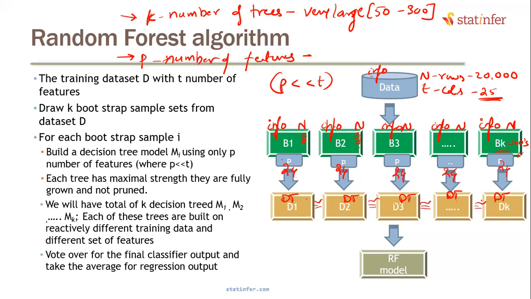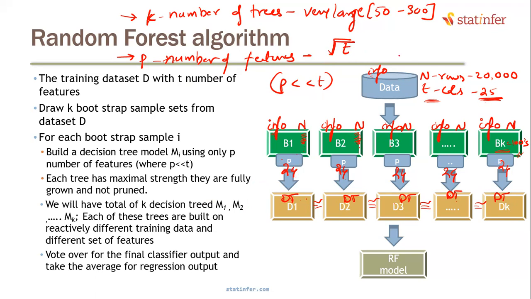The trees will not be independent anymore. The decision tree will not learn anything independently. Almost all the trees will give the same information. That is the reason why the number of features P has to be a smaller number. This has to be a lower number. Usually, when you have no idea, you can take the overall number of columns T, take the square root of T, and search around it. You have to set P as around square root of T.